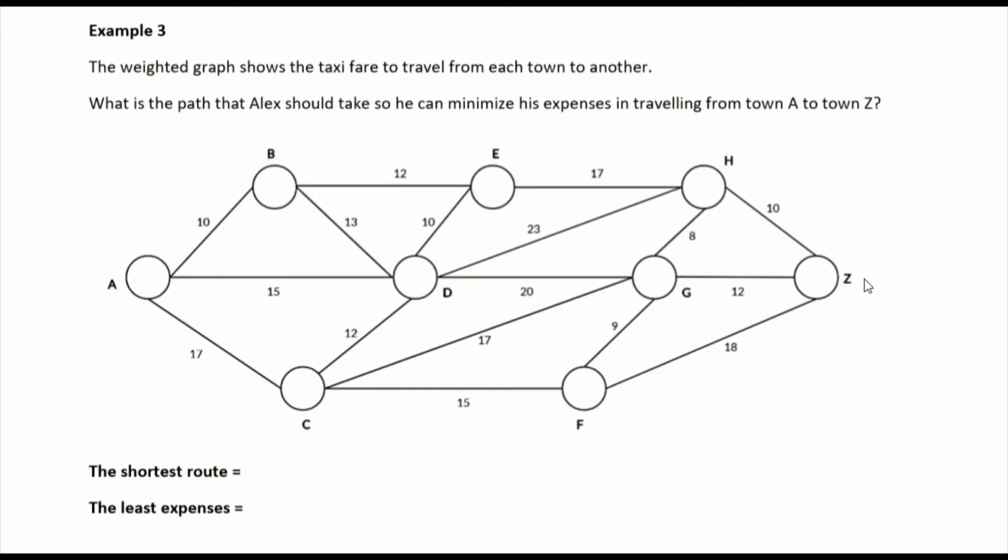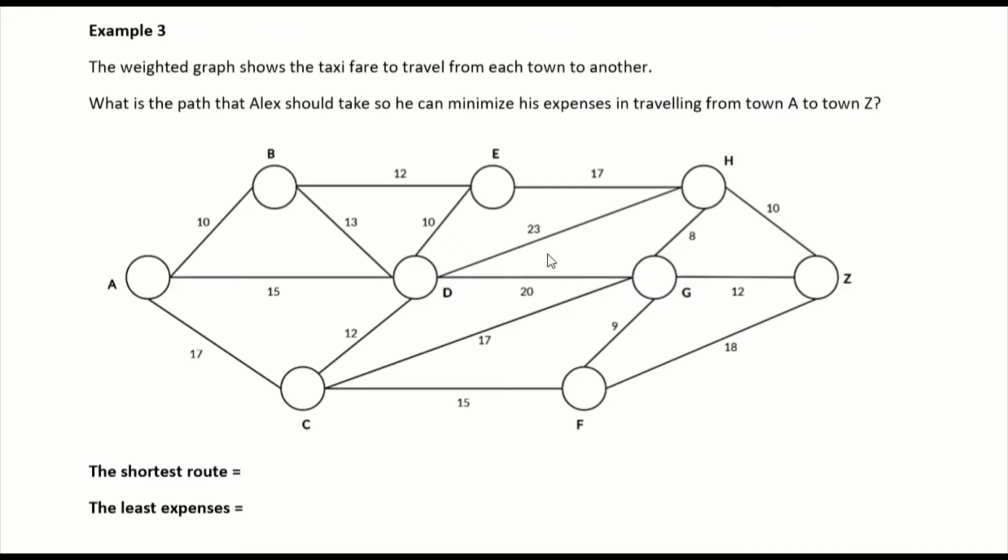I just want to make something clearer here: this is different from what you learned previously, like the Eulerian and the Hamiltonian. I hope that you can see the difference in the application of all these concepts. When we talk about the shortest road, it means that you don't need to pass through every edge or through all the vertices, because our objective here is so that Alex can reach Z from A.